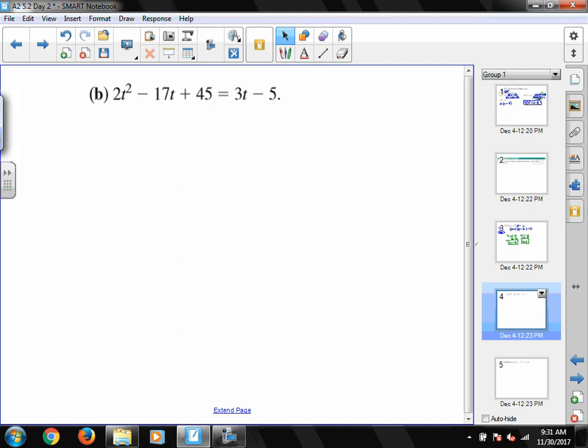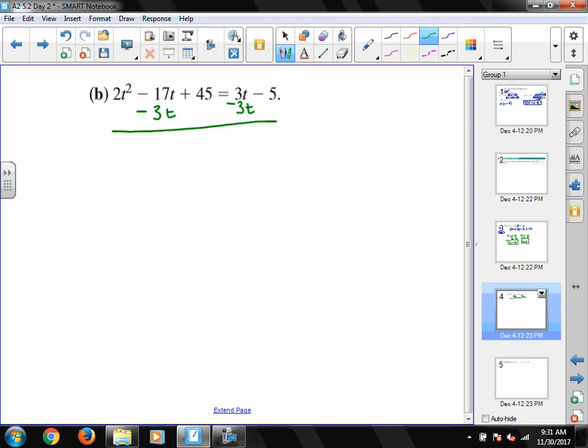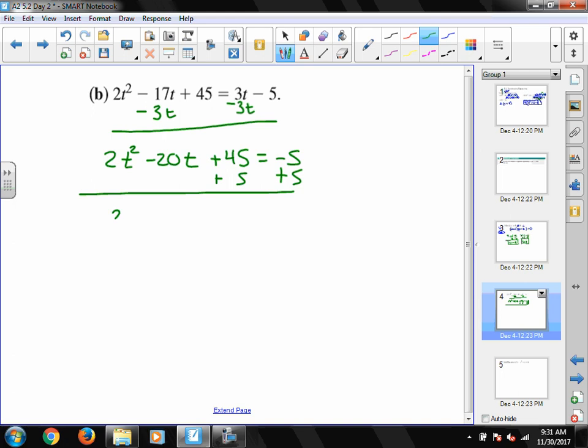The next one, first thing we've got to check, is it equal to 0? Nope, it's not. Our right side is equal to 3t minus 5. So I'm going to subtract 3t from both sides, so I end up with 2t squared minus 20t plus 45 is equal to negative 5. Add my 5 over, and I get that 2t squared minus 20t plus 50 is equal to 0.